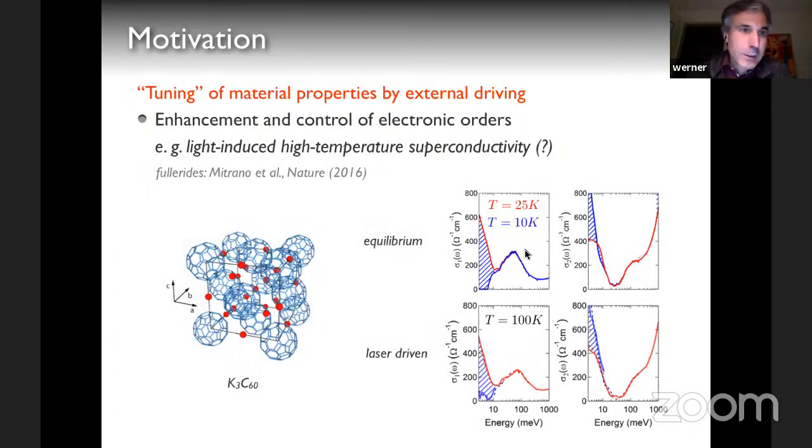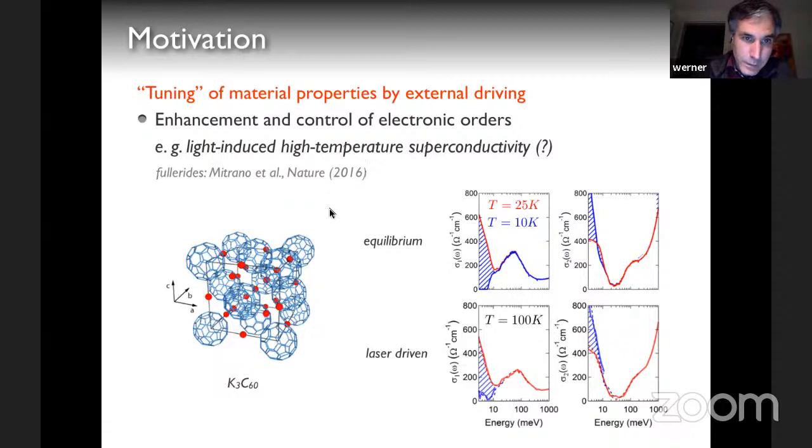What is even more interesting is the attempt of actively tuning material properties by laser driving. Here we are in particular interested in the enhancement and control of electronic orders such as superconductivity. In fact, there were various experiments in the last years which suggest that it may be possible to induce high temperature superconductivity by laser driving.